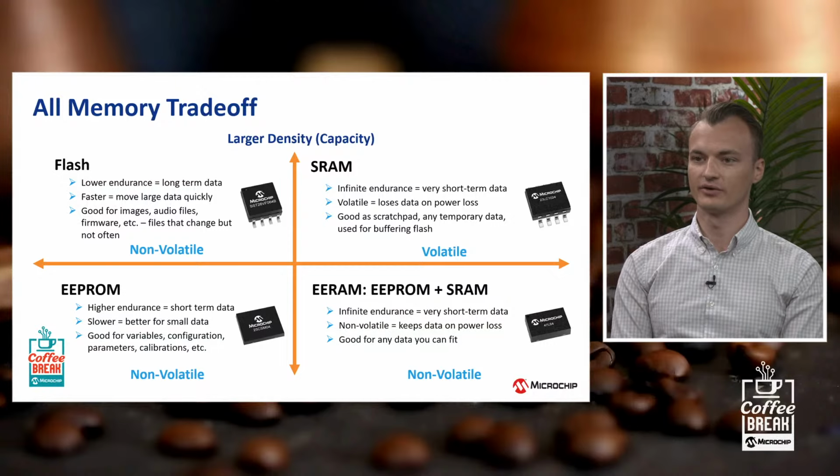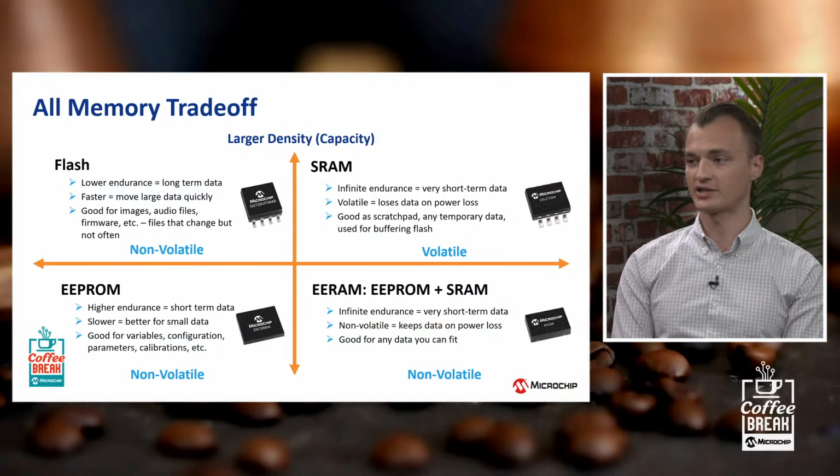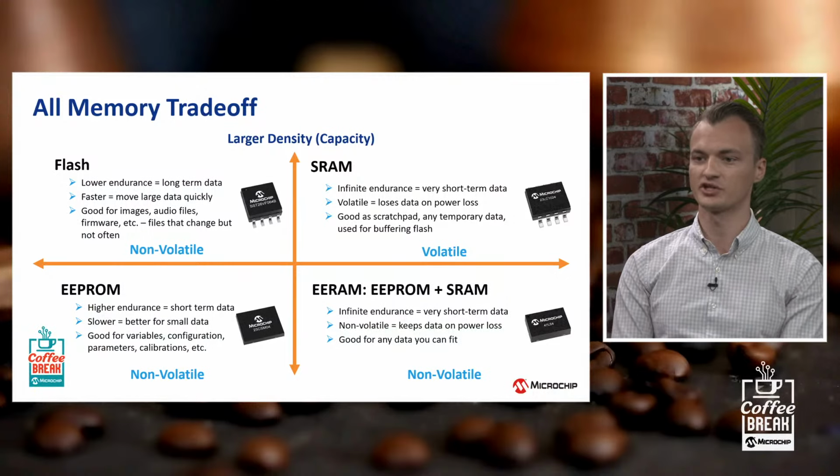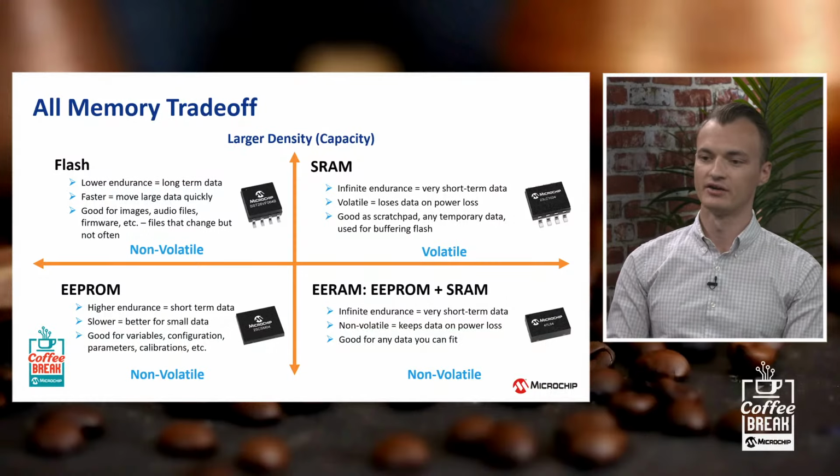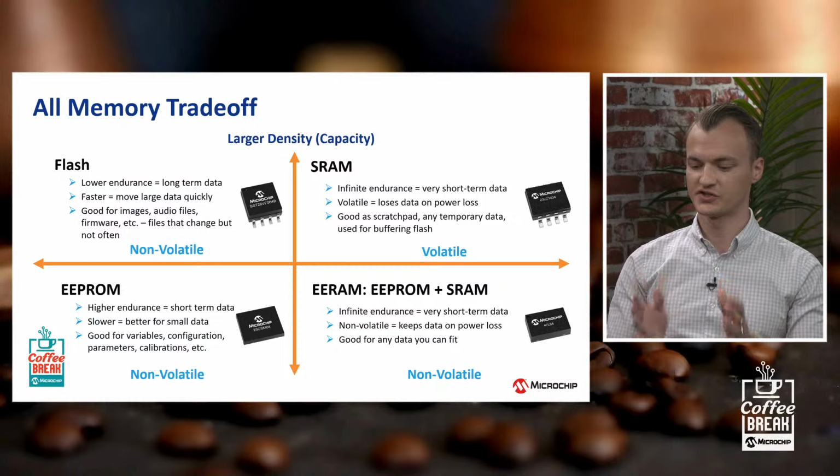So they tend to be really good for things like scratchpad, and you could really use it for anything. One situation I like to talk about is using it to buffer flash. You use it as an intermediate step for your data and calculations, and then when you detect a power loss, you could transfer it over to the flash. Okay. You save yourself some write cycles on the flash, and the flash lasts longer.